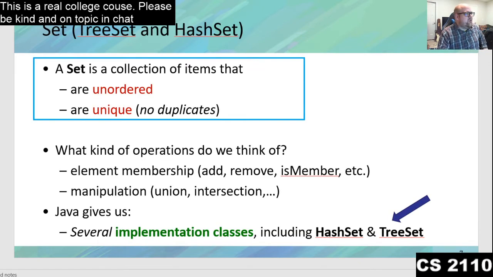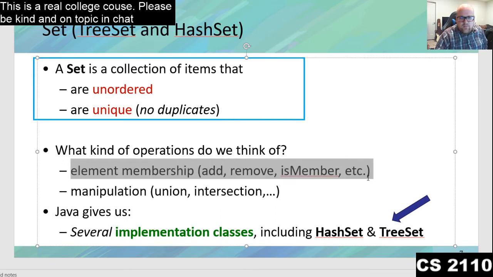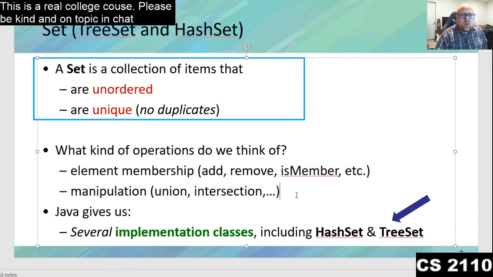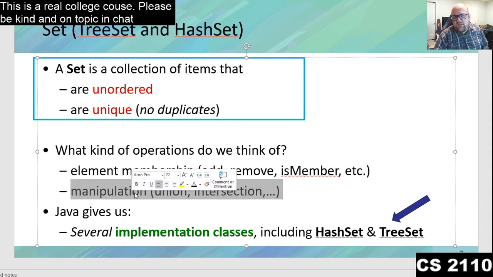So first, sets in Java. A set is a collection of items that is unordered, and all the items are unique. There is no first and last element. But all of the items inside the set must be unique. So what kind of operations do we need? Well, we need to worry about how to add, remove, check if something's a member, and we need to worry about how to combine sets, union, intersection, etc.